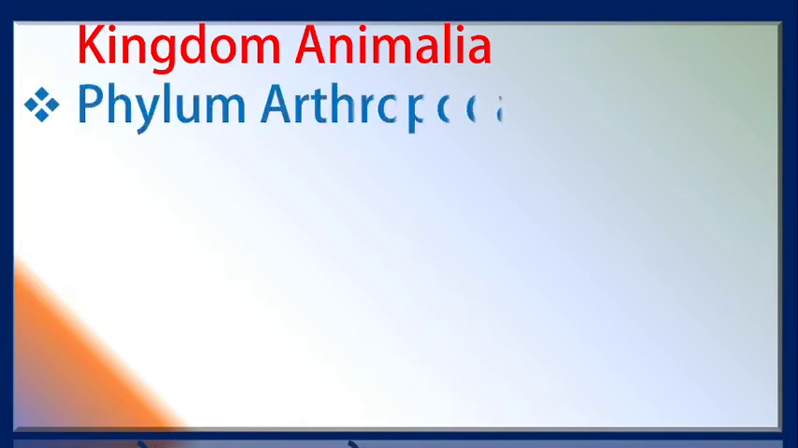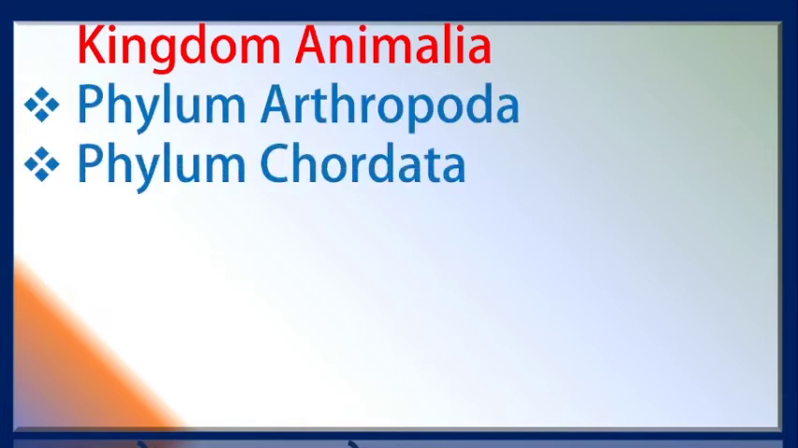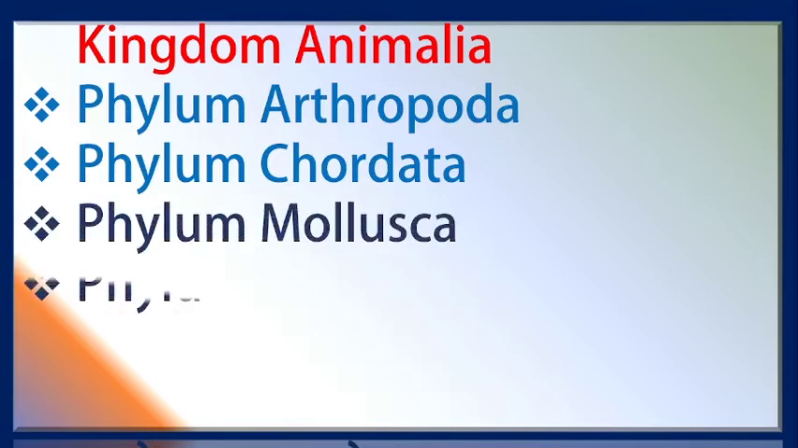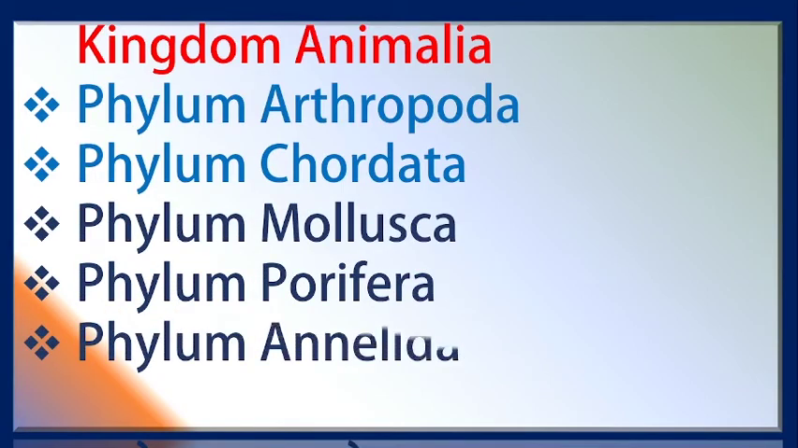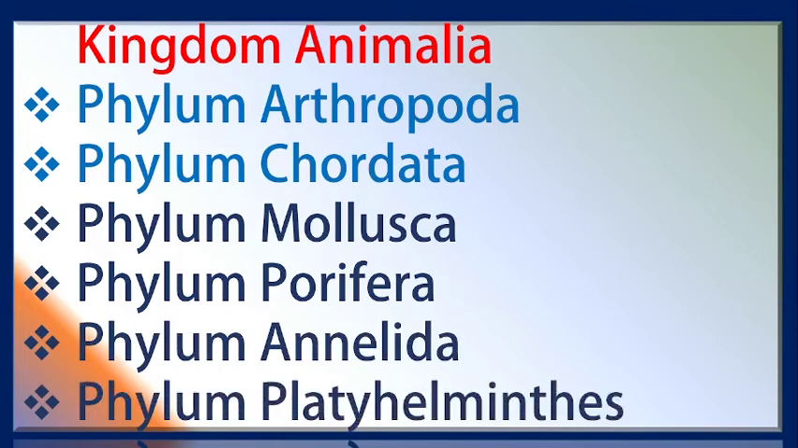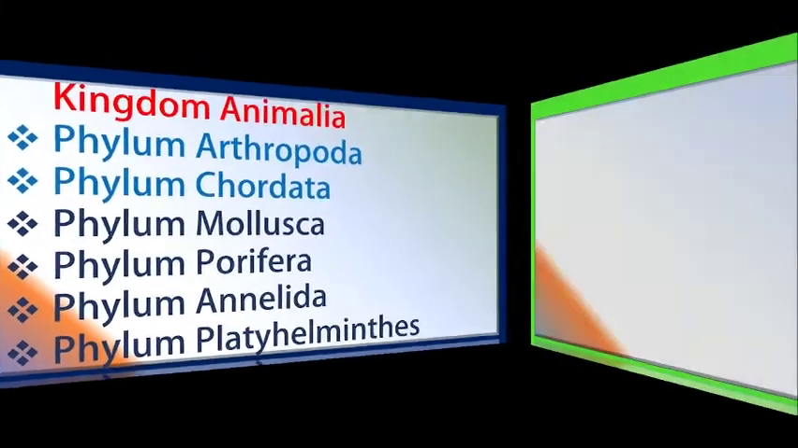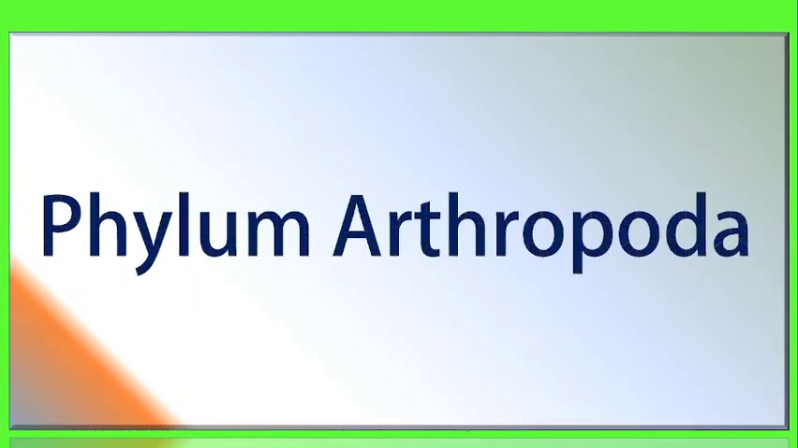Kingdom Animalia is further divided into several phyla. Which phyla do you know? Let's mention a few. Phylum Arthropoda, Phylum Chordata, Phylum Mollusca, Phylum Porifera, Phylum Annelida, and Phylum Platyhelminthes, among others. We shall now pick on one which is our point of interest, and that is Phylum Arthropoda.